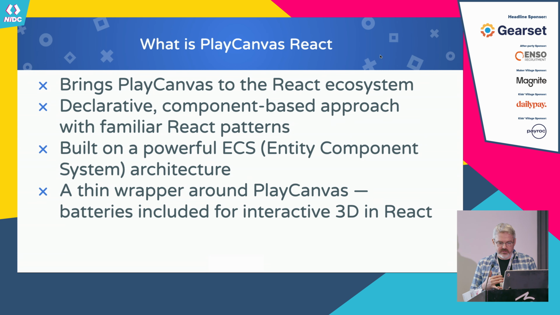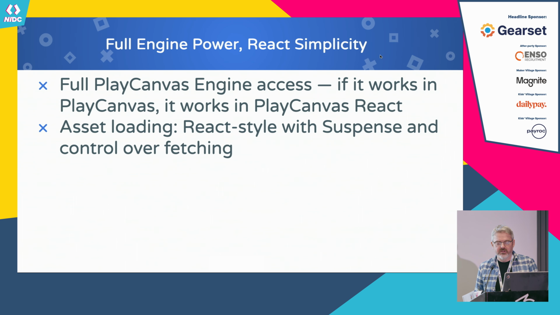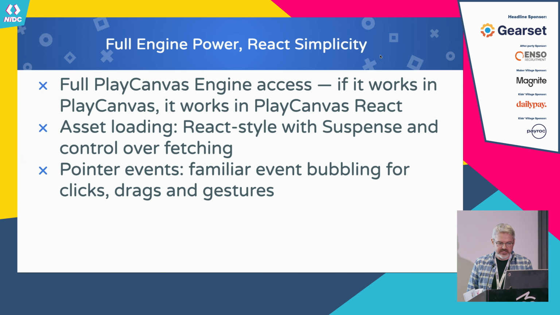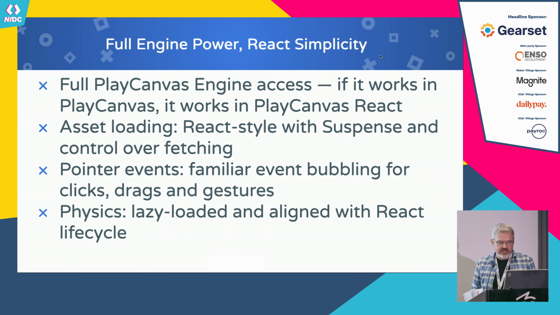So let's look at the full power and the simplicity of using React with PlayCanvas. If it works in PlayCanvas, it's going to work in PlayCanvas React. You can load in assets, so you can load in your 3D models. You can create them in Blender or download them off the internet or whatever, and import them in and have a play with them. And then you can also use nice React tools like Suspense. And you can have control over fetching of your data and stuff like that. Again, just like React, you control your pointer events, so dragging and clicking and gestures. And it also has a physics engine inside it, so we can lazy load and align with the React lifecycle.